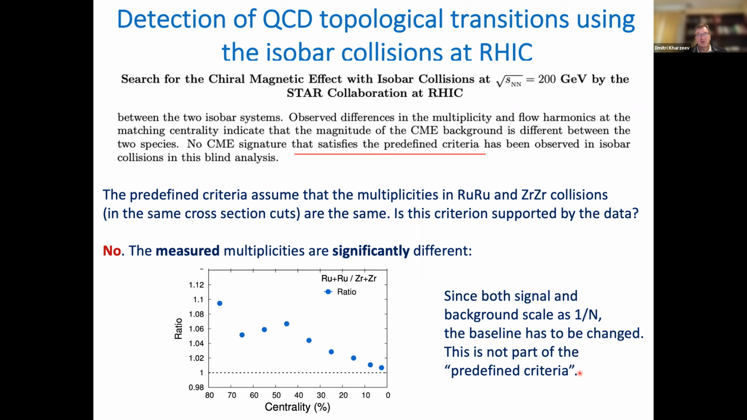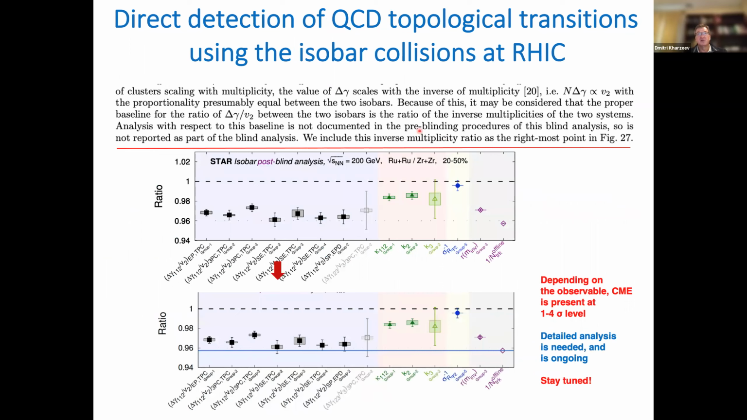So STAR, of course, understood all this. And if you read their paper carefully, then you find the following discussion. They say that the value of delta gamma, so this is the difference of gamma correlators between ruthenium and zirconium, scales with the inverse of multiplicity. And therefore, it may be considered that the proper baseline for this delta gamma between the two isobars is the ratio of the inverse multiplicities of the two systems. However, they say analysis with respect to this baseline is not documented in the pre-blinding procedures of the blind analysis, so it is not reported as part of the blind analysis.